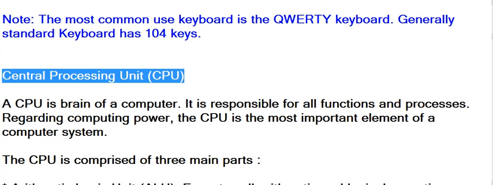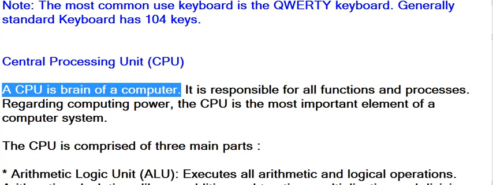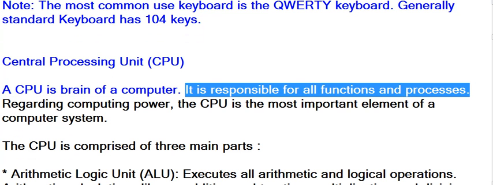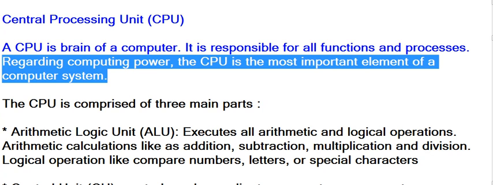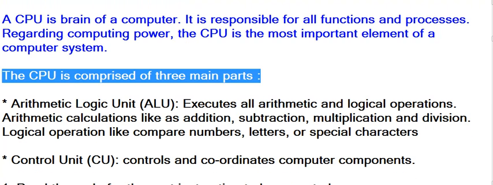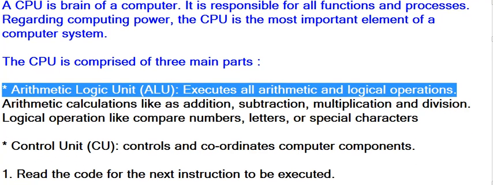Central Processing Unit, CPU. A CPU is the brain of a computer. It is responsible for all functions and processes. Regarding computing power, the CPU is the most important element of a computer system. The CPU is comprised of 3 main parts. Arithmetic Logic Unit, ALU, executes all arithmetic and logical operations.